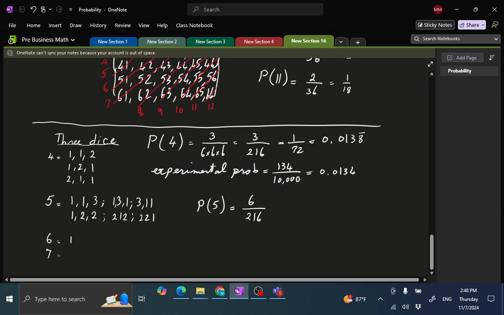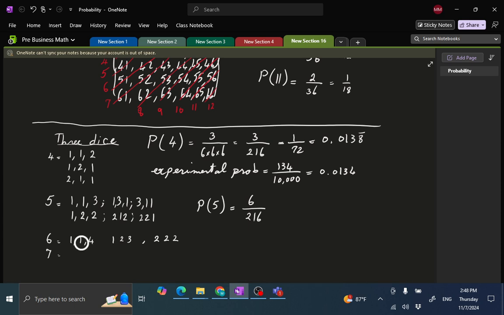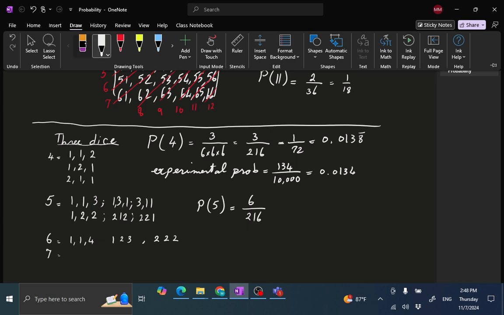How can you get, for example, a 6? Well, of course you can get a 6 by 1 and 1 and a 4. What are the other possibilities you can get a 6? So you can have 1 and 2 and 3. Is that a possibility? Yes. How about getting 2, 2, 2? Well, that's a possibility. Now, this 3 can show up in 3 different ways. This can show up in 6 different ways. This can show up just one way.